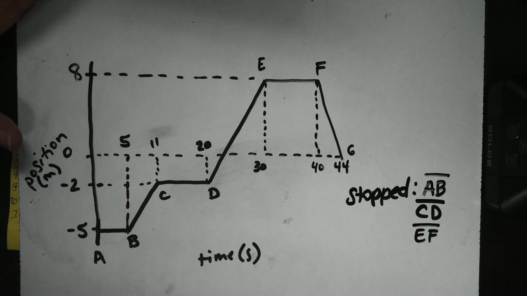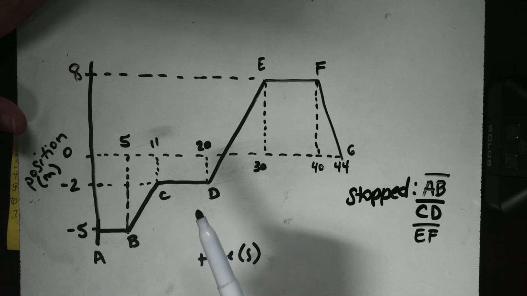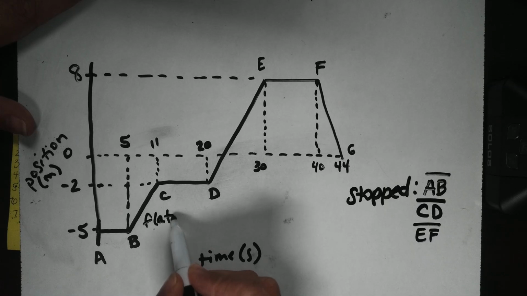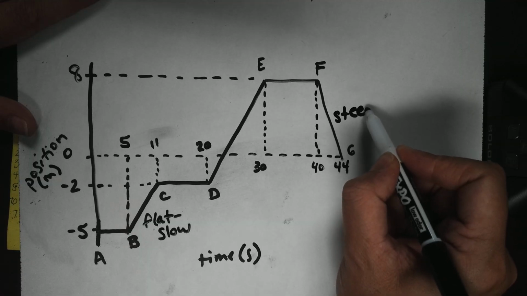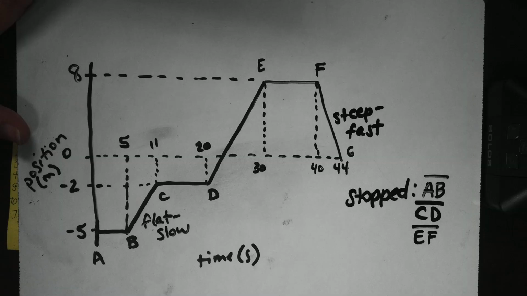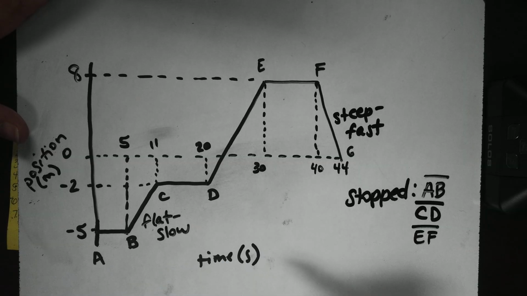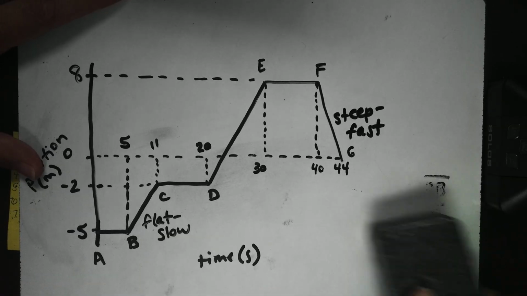You might ask yourself, when am I going fast versus when am I going slow? I didn't do a very good job to scale, but if you look at the actual picture, you can see that B to C is pretty flat, so it's going to be slow, and then F to G is very steep, so that's going to be fast. So that's some things you can pick up right away: which one's your slowest leg, which one's your fastest leg, and those in between, and especially the ones that are stopped. So now let's get into a little bit of calculations.